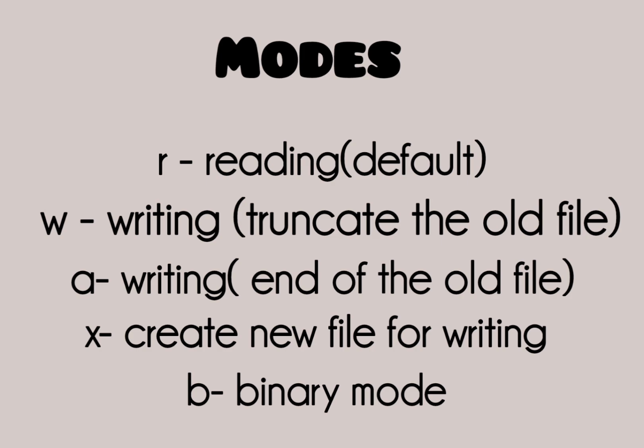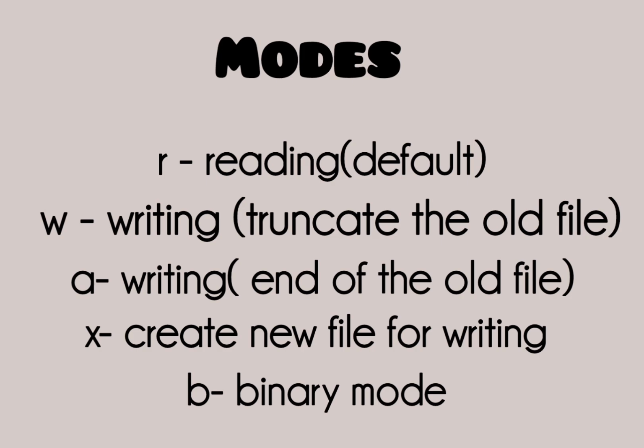The next mode is w, and the third mode is a. Both open the file for writing, but there is a difference between the two. Some students get confused, but you don't have to, because if you keep the difference in your mind, it will be more helpful for you to work on any file. The difference matters basically when you have to work on old files. If you're creating a new file and have to use a mode for writing, then you can use either of them.